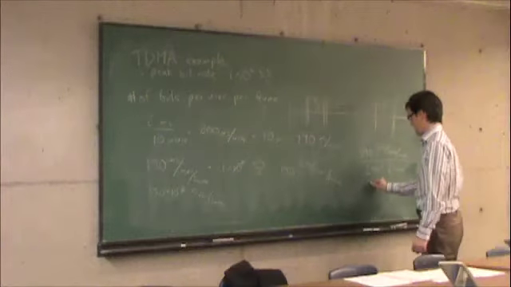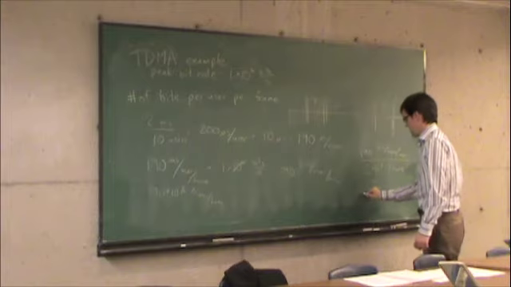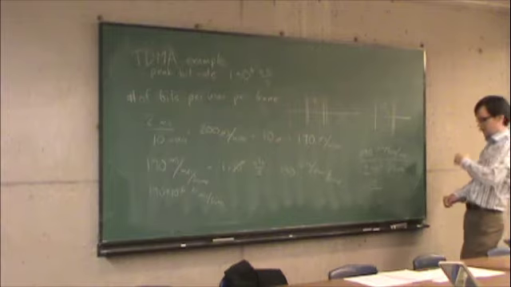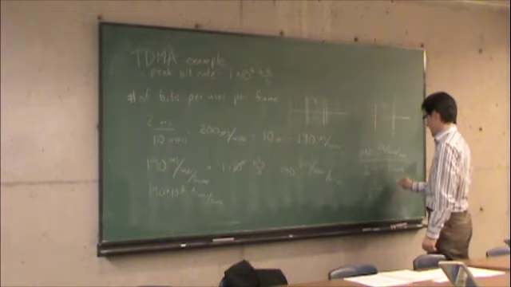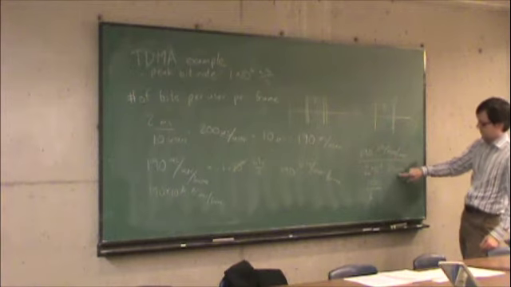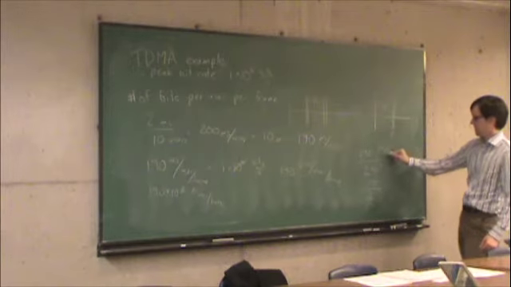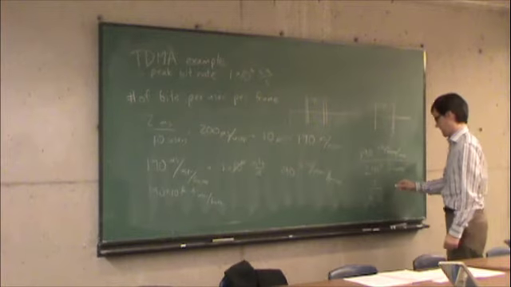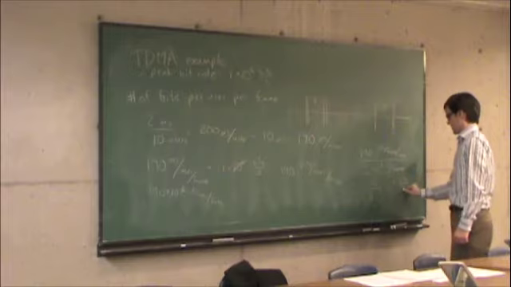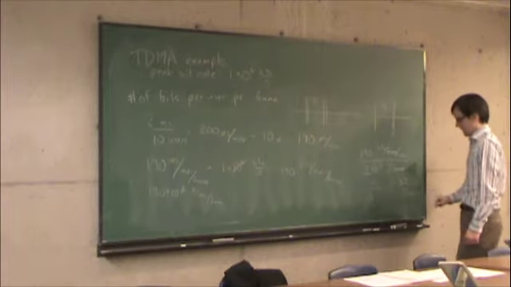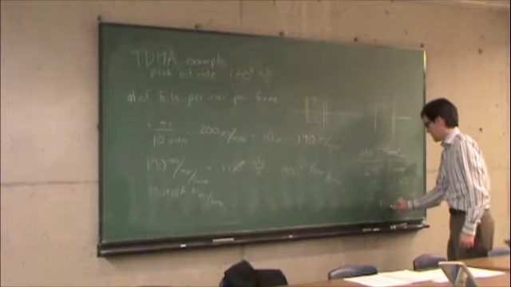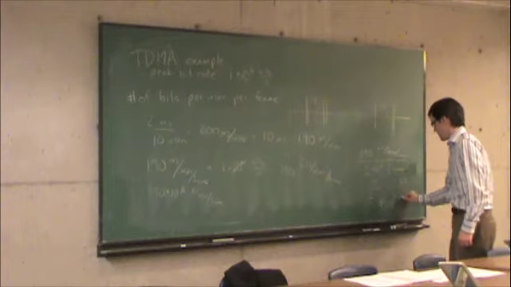There I get 190 divided by 2. If I take the seconds up top, seconds per frame, I get frames per second. This frame cancels with that frame, and I get times 10 to the 3 bits per second per user. So this is 190 divided by 2, which is 95 times 10 to the 3rd bits per second per user.